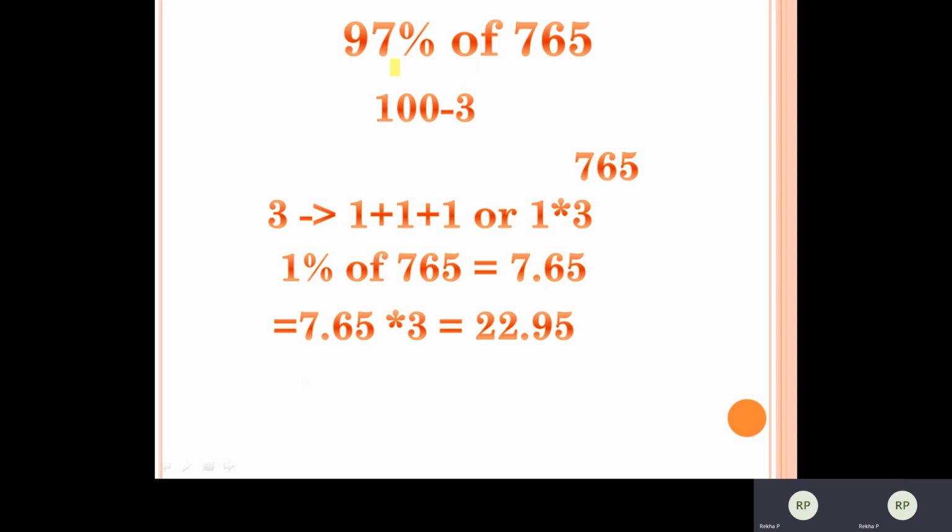Okay, so 7.65 into 3, I am going with 1 into 3. So 7.65 into 3, I got 22.95. And then 765 minus 3 percent, that is what I have to perform. So 765 minus 22.95, I'll get the answer as 742.05. Okay, so let's do one more example.